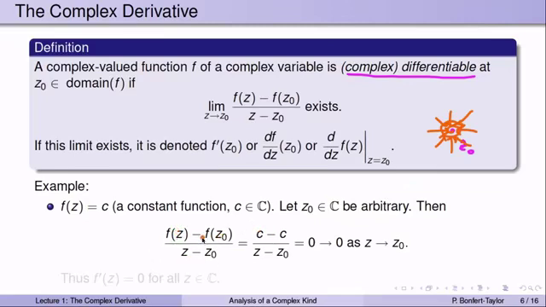F of z is this constant c, but f of z0 is also equal to c, because f is a constant function, divided by z minus z0. The numerator evaluates to 0, the denominator is non-zero, so the quotient is equal to 0. And as z approaches z0, it doesn't matter how z approaches z0, this quotient is always 0, and clearly has a limit 0. Therefore, the derivative of f is equal to 0 for all points in the complex plane.